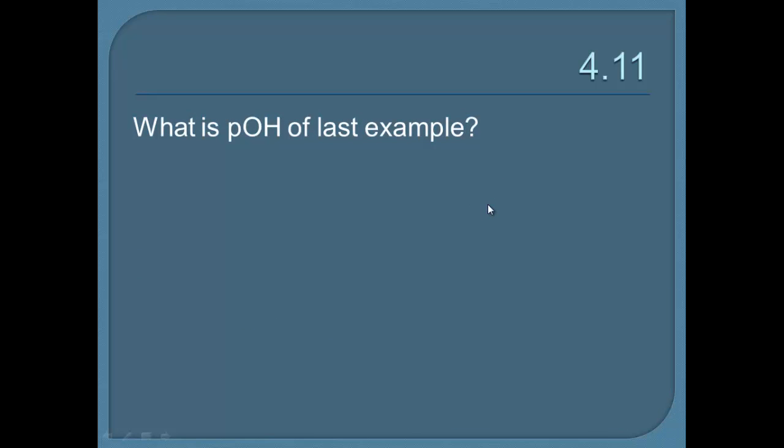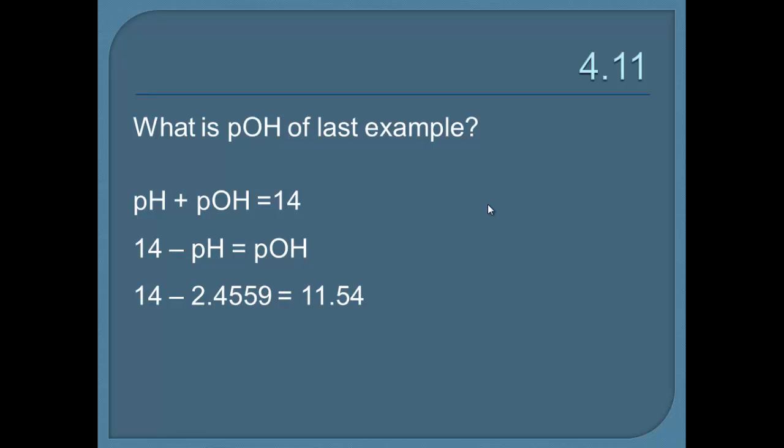So, what is the pOH of the last example? Well, remember we said pH plus pOH is equal to 14. We simply use this formula to determine that pOH is equal to 11.54. I wouldn't expect you to do this much work, but still, at least this bottom part to determine what pOH is equal to.